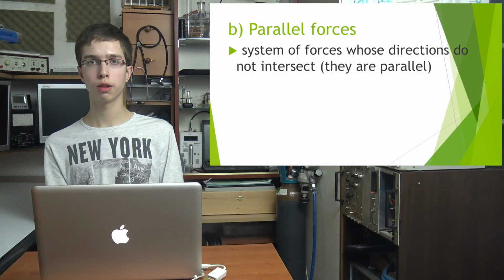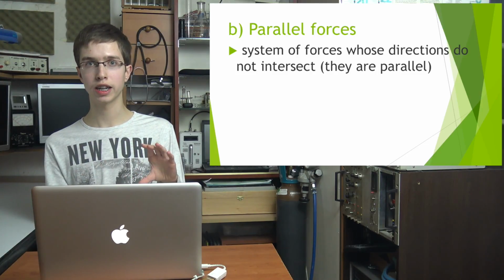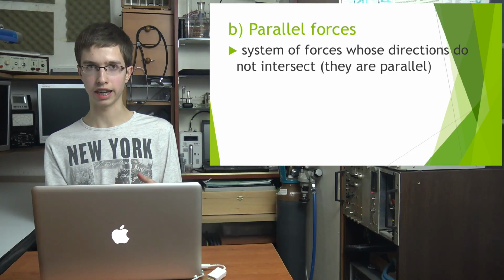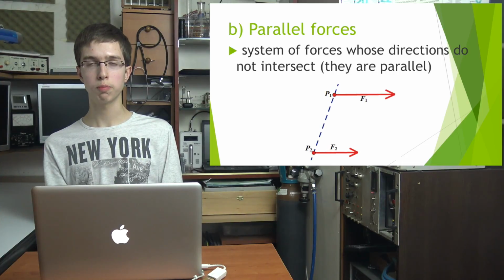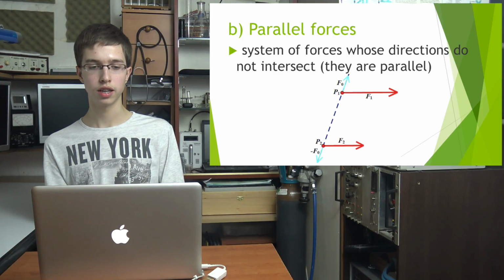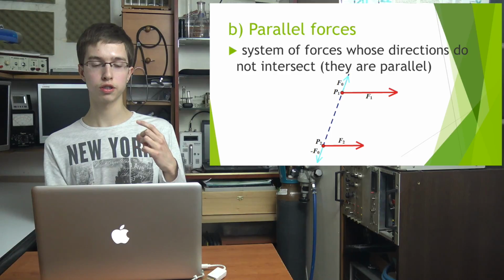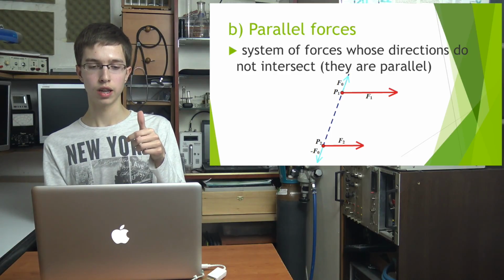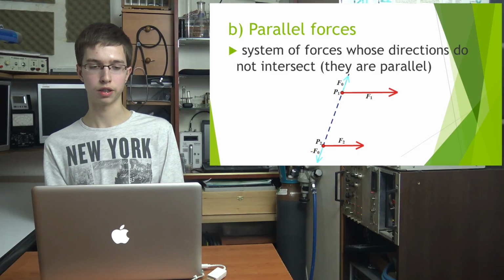Parallel forces are those forces which are collinear vectors, so they have the same directions and don't intersect. Here we have again F1 and F2. First step is to construct a straight line which goes through P1 and P2, the points of their application. Now we have to add a vector F0 to F1 and minus F0, which is the opposite of the F0 vector, to F2, and that is an arbitrary vector.